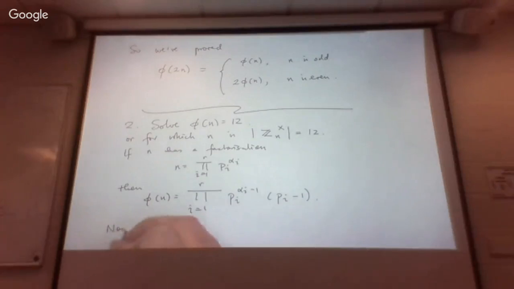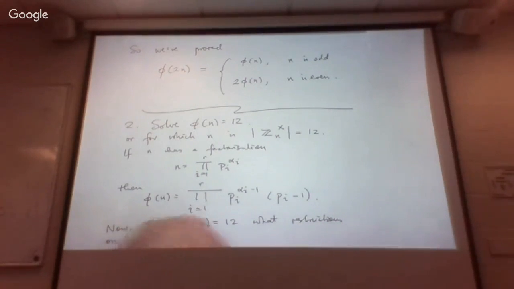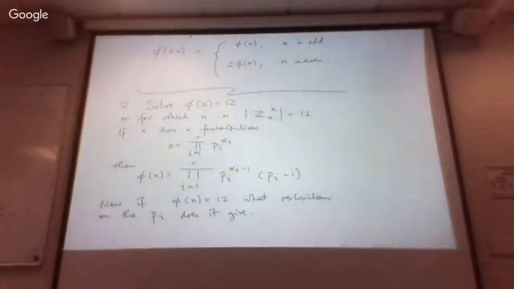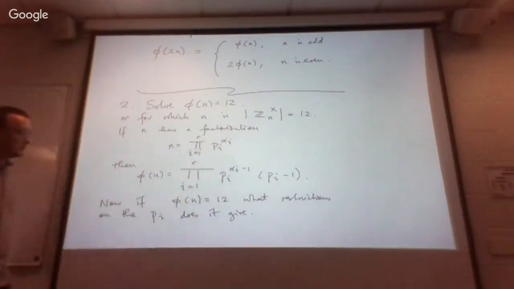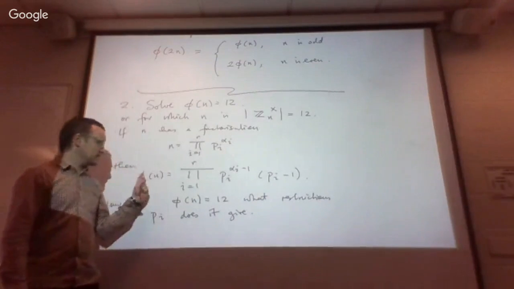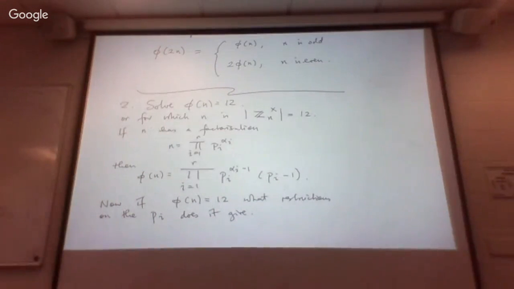Now, if this is equal to 12, we ask ourselves what restrictions on the p_i does it give? At the beginning, we don't know what n is, so there are no restrictions at all on what prime numbers, and how many of them, you can allow in here. But if you say, well, hang on, this phi of n value has to be 12, so this expression here has to be 12, what restrictions does that place on them?